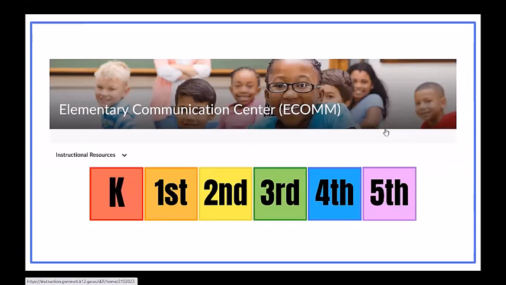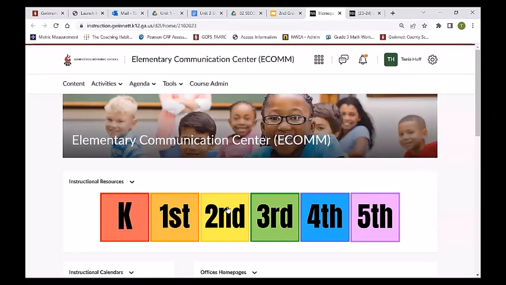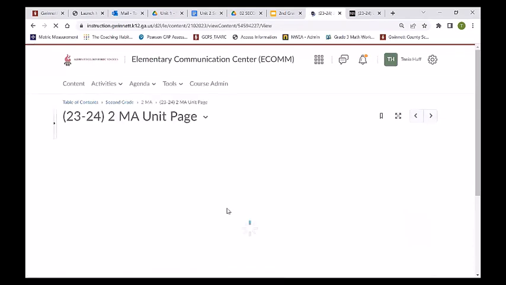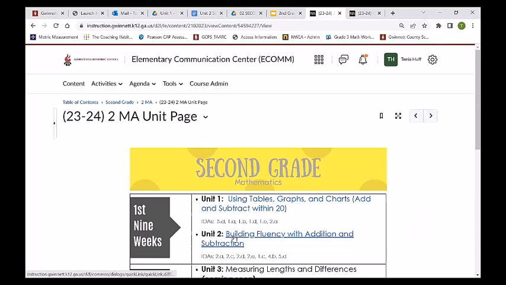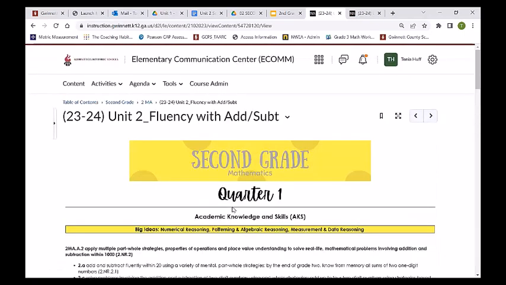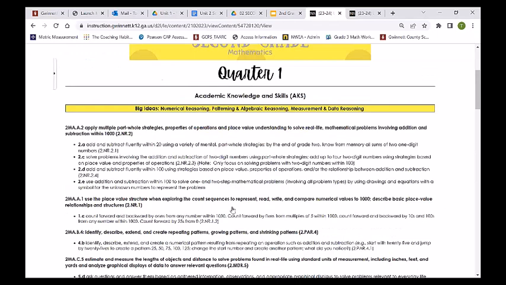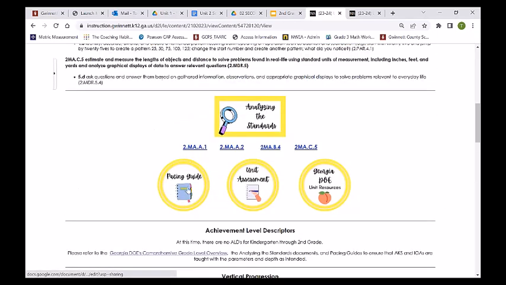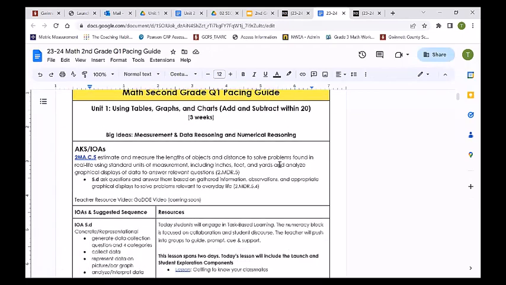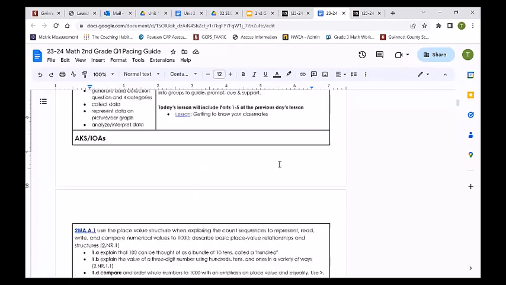Now, let's look at the Elementary Communication Center, or better known as ECOM. Going to click into second grade. Going to go to math. And we're going to be looking at Unit 2 of the first 9 weeks. Notice that we're going to scroll down until you see the pacing guide button. Notice that we'll also need to scroll down past Unit 1.